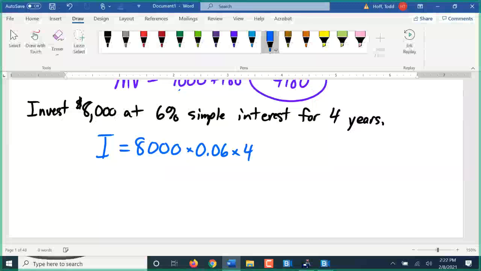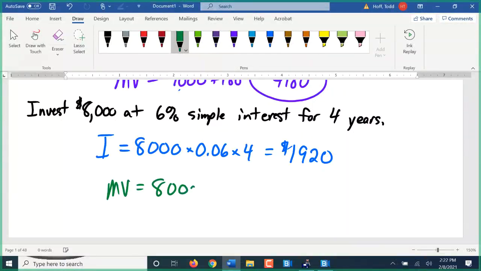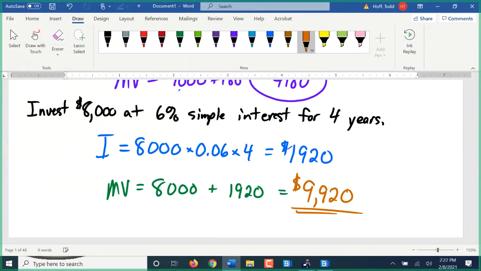Times the 4 years. I got it right here. What is it? 1,920. $1,920 is correct. Let's go. So then the maturity value, the original $8,000 plus the 1,920, after 4 years, they're going to have $9,920. Nice. That's not a bad gain for doing nothing, just letting your money sit there. Because that is 6%, which is hard to find right now.